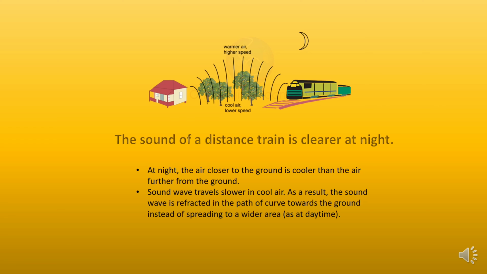At night, the air closer to the ground is cooler than the air further from the ground. Sound wave travels slower in cool air. As a result, the sound wave is refracted in a curved path towards the ground instead of spreading to a wider area. So at night, cool air is on the ground and warmer air is on the upper side of the space. Hence, the sound travels refracted like this. It's almost like it bends downward.